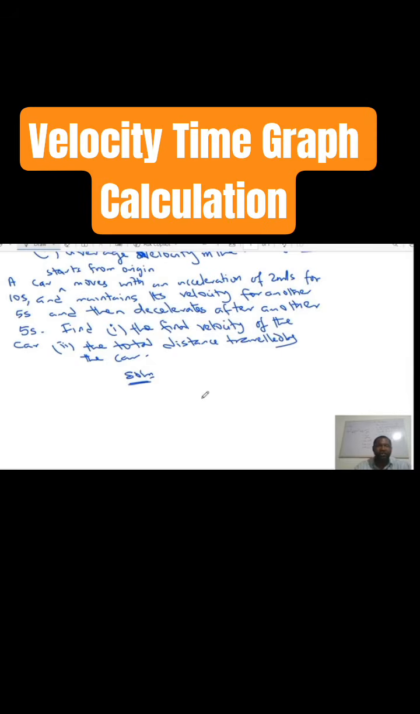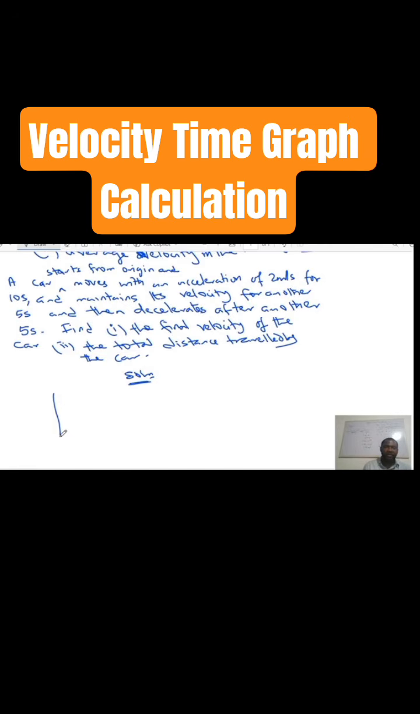A car starts from origin and moves with an acceleration of 2 meters per second squared for 10 seconds, and maintains its velocity for another 5 seconds, and then decelerates after another 5 seconds. Find I, the final velocity of the car, then II, the total distance traveled.